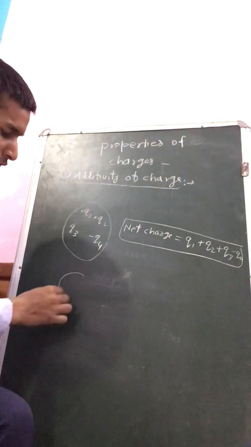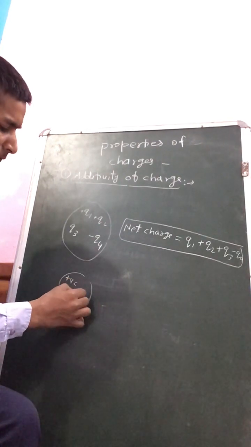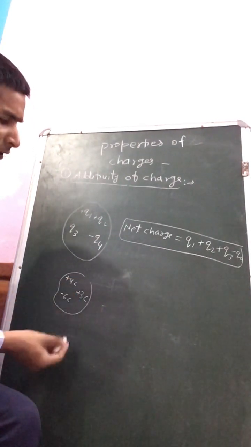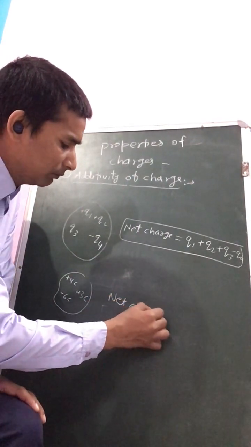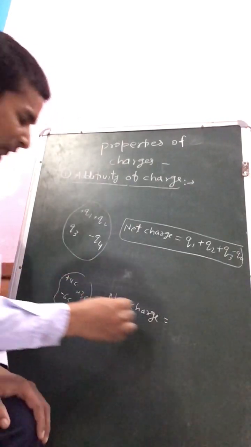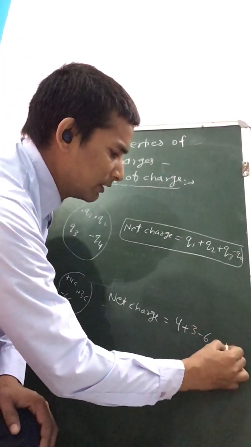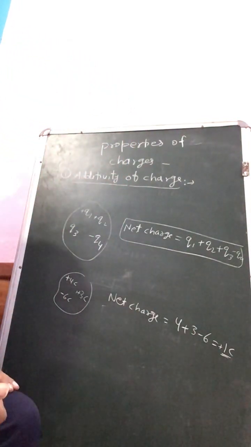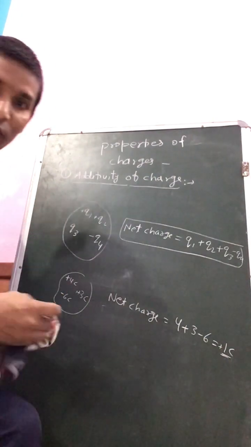So this is the net charge on the system. Suppose we take another example: plus 4 coulomb, 3 coulomb, minus 6 coulomb. What will be the net charge? 4 plus 3 minus 6 is equal to plus 1 coulomb, right? So the first property of charges is additivity of charges. Hope I am clear.